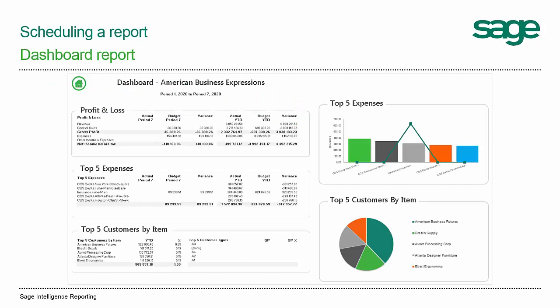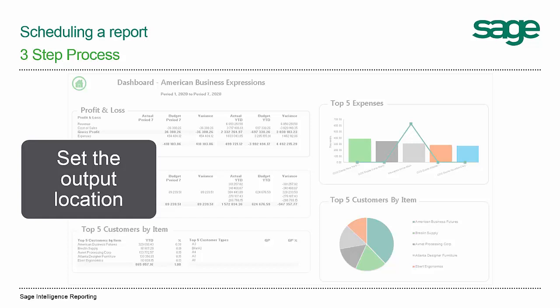In this example, I have a dashboard report that I would like to have run at the end of each month. We will follow a three-step process to set up the schedule for the report. The first is to set the output location. This is the location where the report will be saved each time it is run.